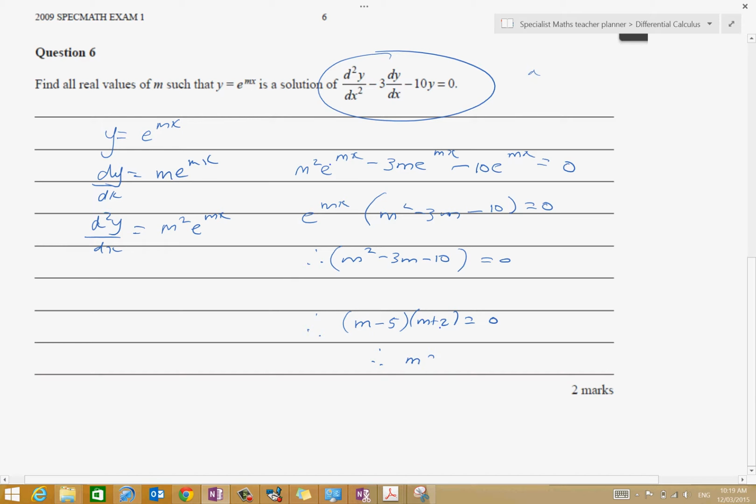Therefore, m is equal to... Now let's have a look at the question. Find all the real values of m. Yep, that's fine. m is equal to negative 2 and 5. Is that correct? Yep. Yes.